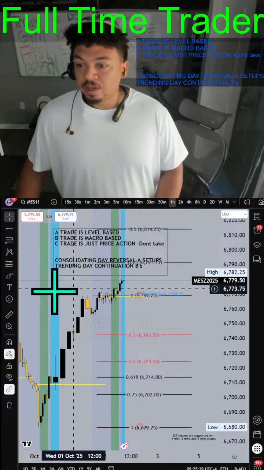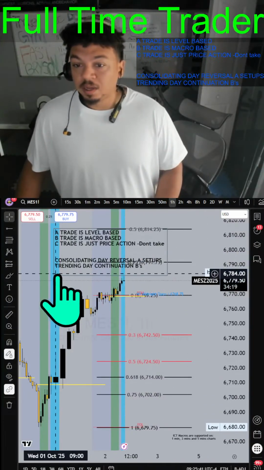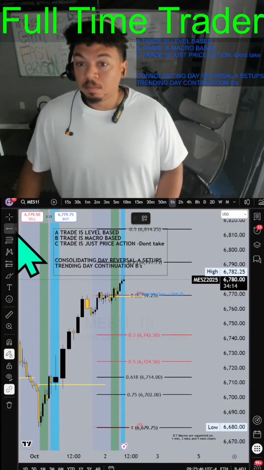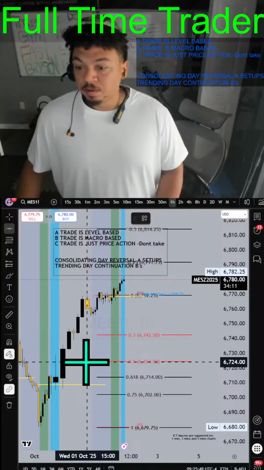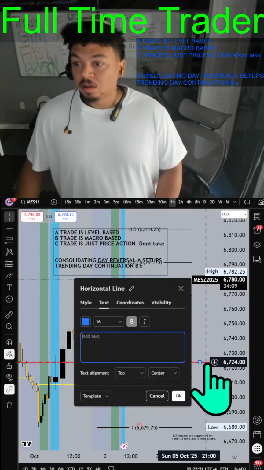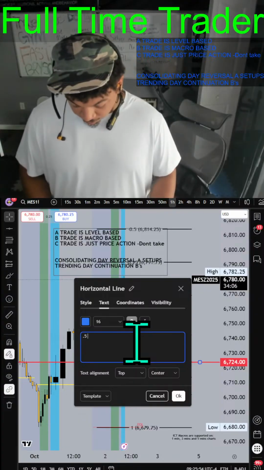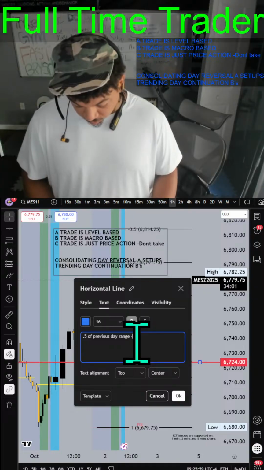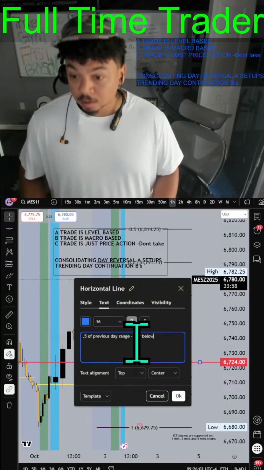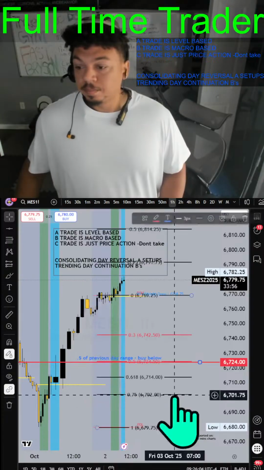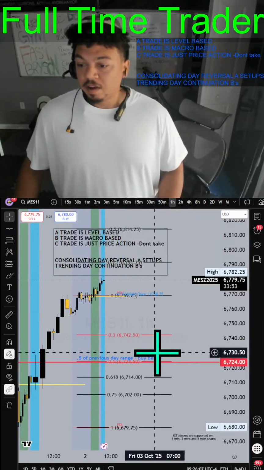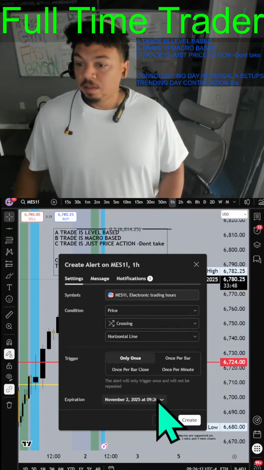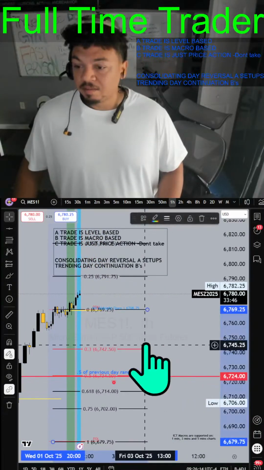So let's just say this is the previous day's range. There's a potential that we do not go back into it, and there is a potential that we do go back into it. If we do go back into it, this is the level that I'm going to mark to be paying a lot of attention to if we do go back down to this level. So this is 0.5 of previous day range, buy below. I'm going to lock that on there so it doesn't get erased. I'm going to also set an alert on there so that if it happens, I can have it.